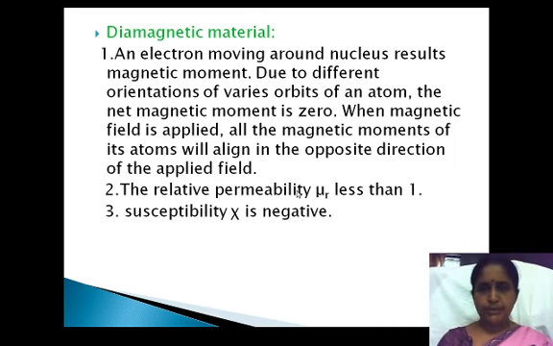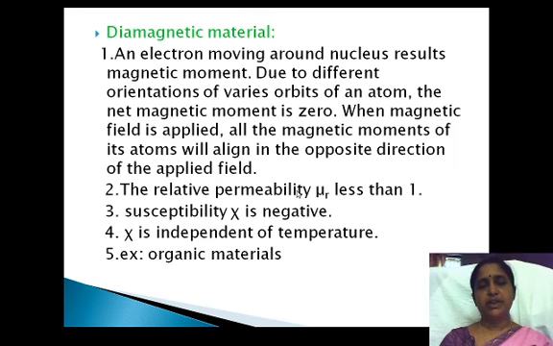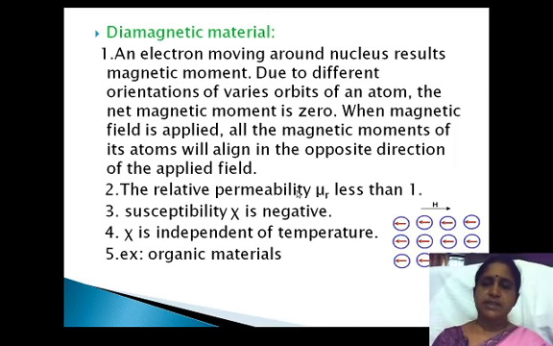The relative permeability of a diamagnetic material is less than 1. Susceptibility is negative because the moments align in the direction opposite to the field. Susceptibility is independent of temperature. Examples of diamagnetic materials are organic materials.